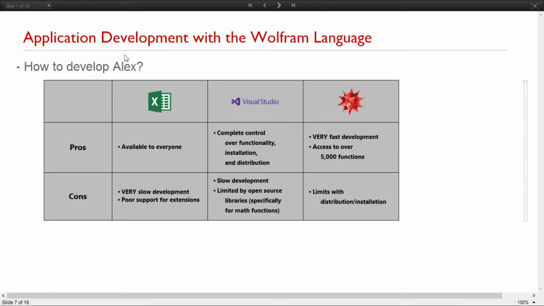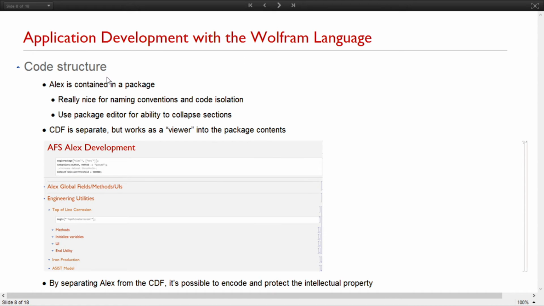And so developing 37 different utilities inside of Visual Basic is not something that's going to take the amount of time that we needed it to, or the amount of time that we had. So the code structure, the rest of these slides, I just want to go through really briefly on each one how I've approached a certain issue related to application development with the Wolfram language, and just to give you guys an idea of how it's all set up.